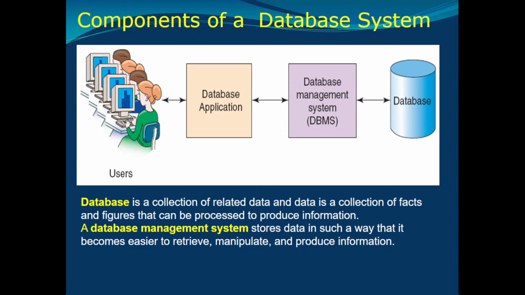The components of a database system are shown on this slide. A database is a collection of related data, and data is a collection of facts and figures that can be processed to produce information. A database management system, abbreviated DBMS, stores data in such a way that it becomes easier to retrieve, manipulate, and produce information.